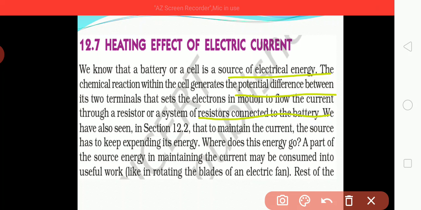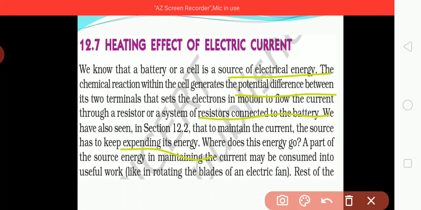The resistor which gets connected with the particular battery, if the resistor is connected to the battery, then electrons will flow from the battery into that resistor, and due to which current will flow on that resistor. We have also seen that to maintain the current, the source has to keep expending its energy. The source needs energy.